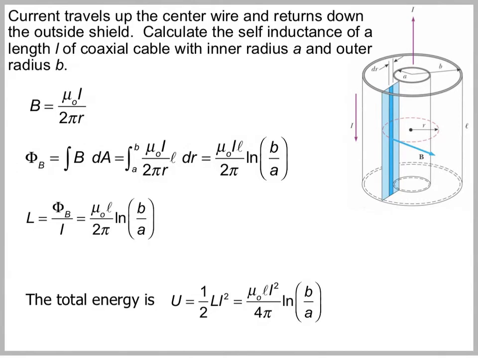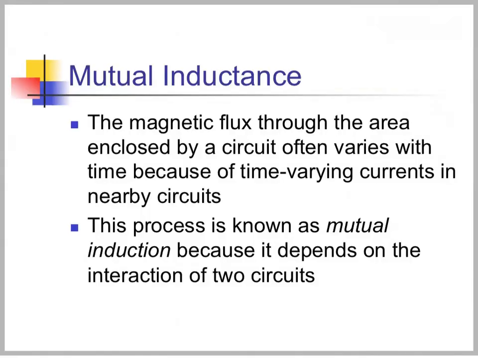Now, if I have two loops nearby, they can affect each other. The magnetic flux through the area enclosed by a circuit often varies with time because of time-varying current. So here I have two coils next to each other, and the current in coil 1 sets up a magnetic field, and some of those magnetic field lines go through coil 2. Let's say coil 1 has a current I1 in N1 turns, and coil 2 has N2 turns.